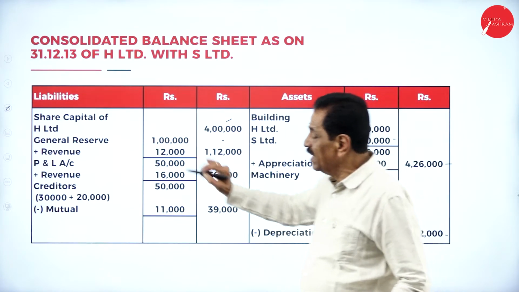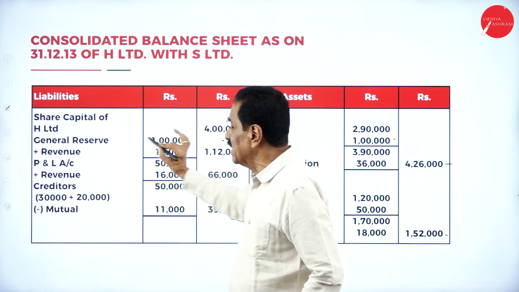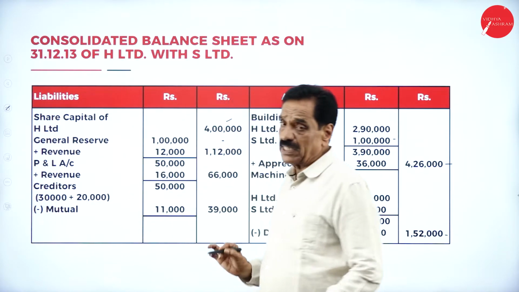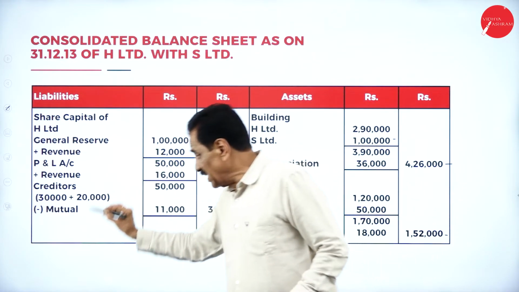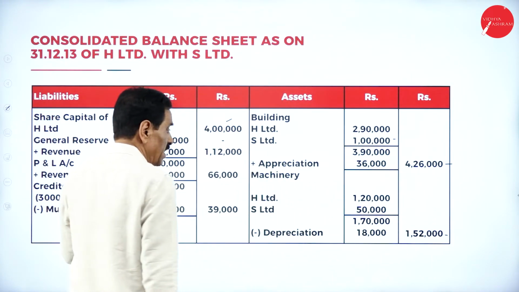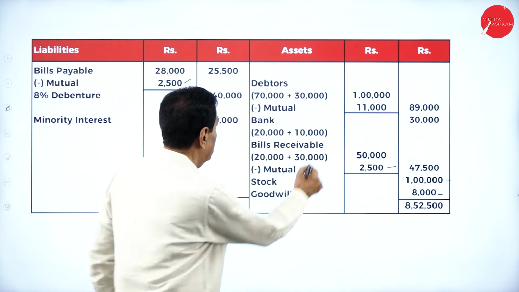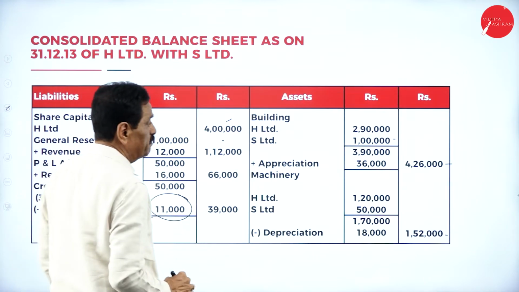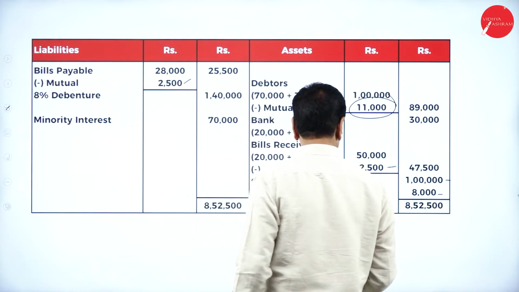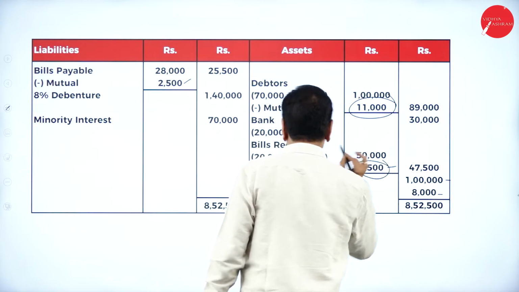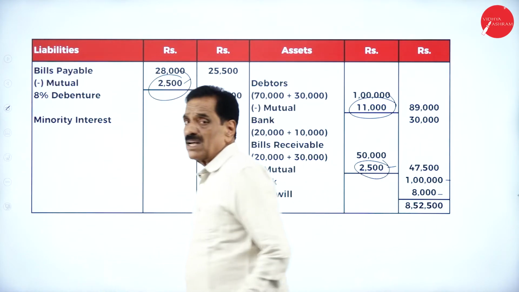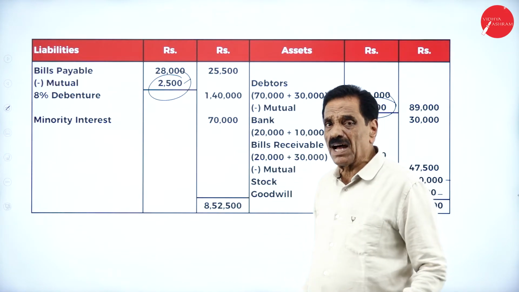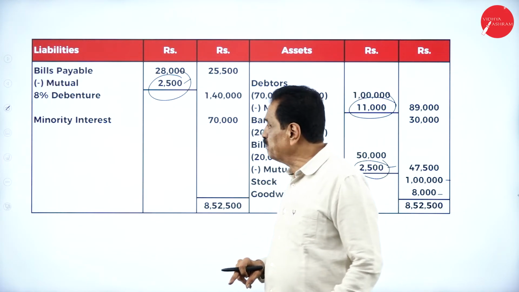But you must see that share capital of H Limited, reserve of H Limited, add the revenue reserve, profit of H Limited, add the revenue profit. Creditor is mutual, 11,000. It's a mutual adjustment. Then regarding the BP, here 2,500. Deduct from BR, deduct from BP, and the minority interest will come on the liability side of the balance sheet. The company has to pay.